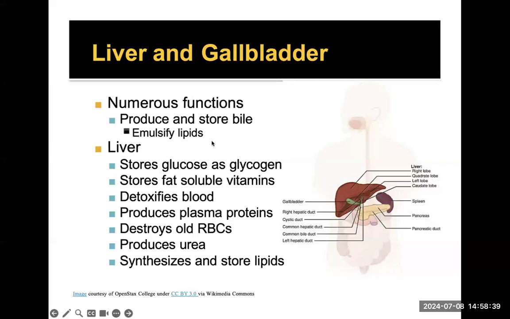Next, you have the liver, right? The liver is going to store glucose as glycogen, store fat-soluble vitamins, detoxify the blood, make plasma proteins, destroy old red blood cells, produce urea, and then synthesize and store lipids.